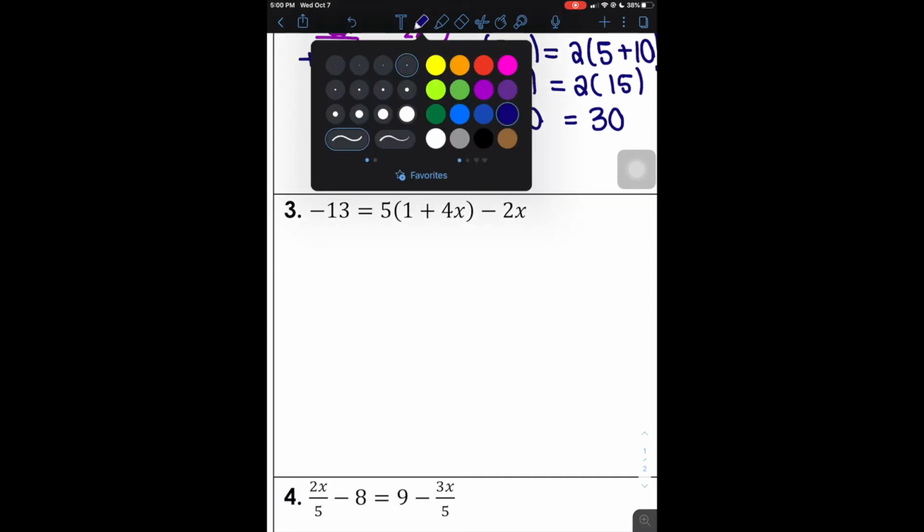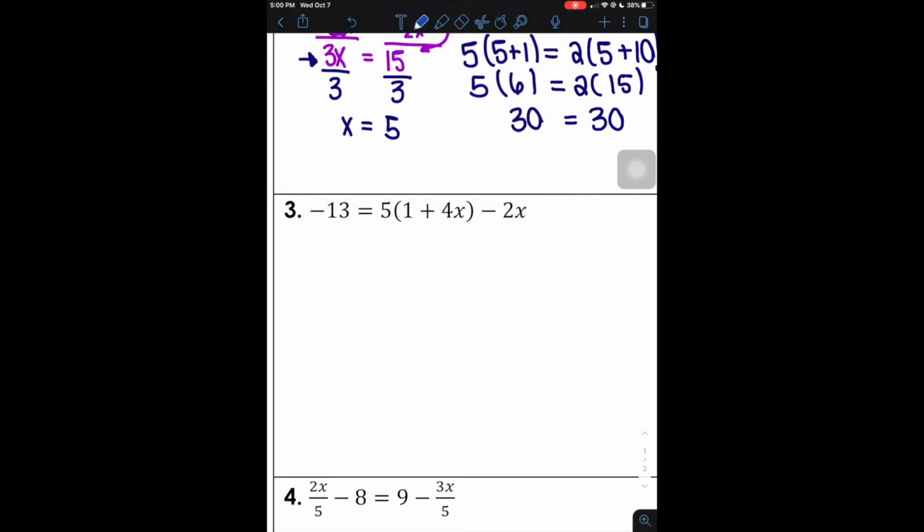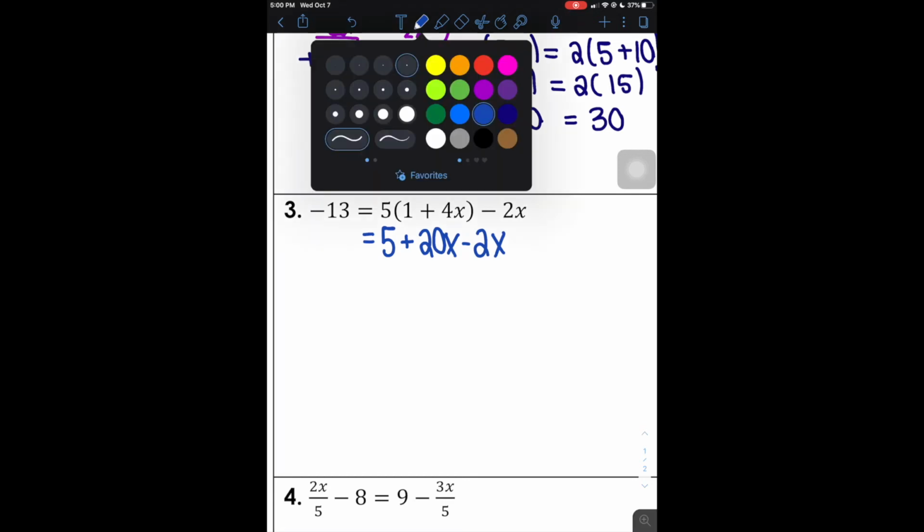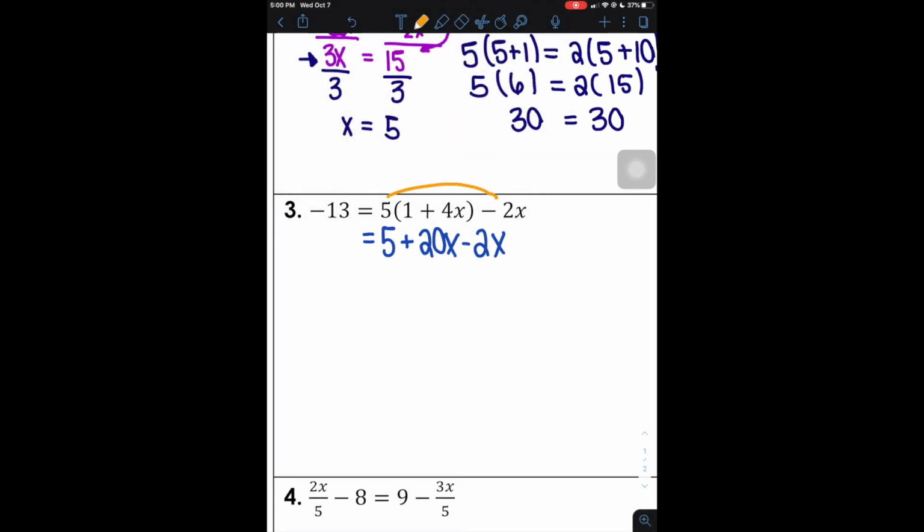So we have the distributive property going on the right hand side. So that's the first thing I'm going to do to go ahead and clear things up. I'm going to distribute that 5 to everything inside the parentheses. So that's going to give me 5 plus 20x. And I'm going to bring down that minus 2x. And notice, I'm not multiplying this 5 all the way out to that negative 2, because this negative 2 is not a part of this parentheses. I'm only distributing this 5 to everything inside of the parentheses.